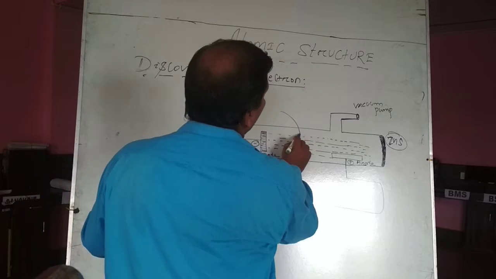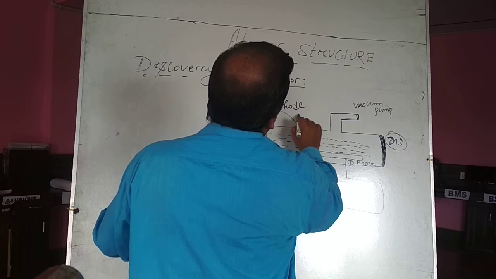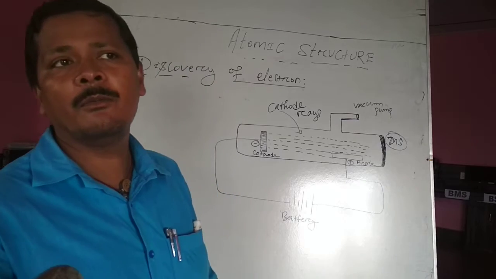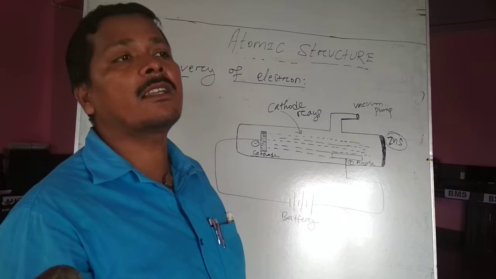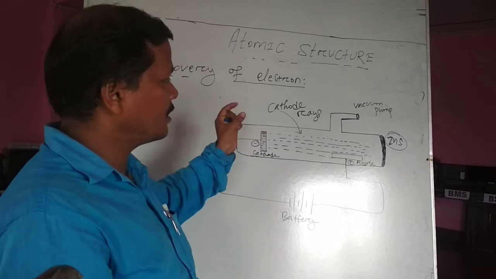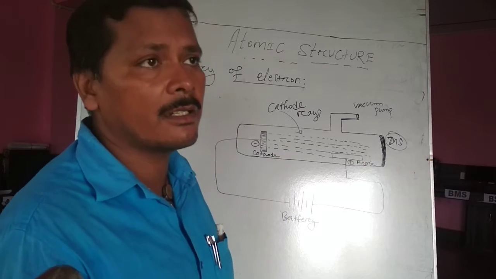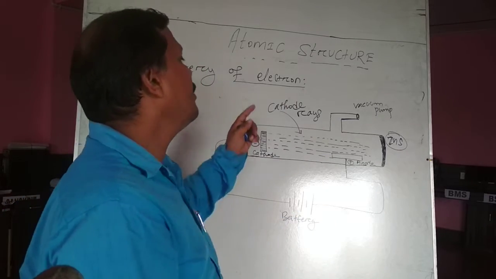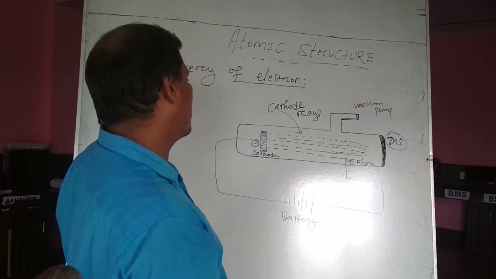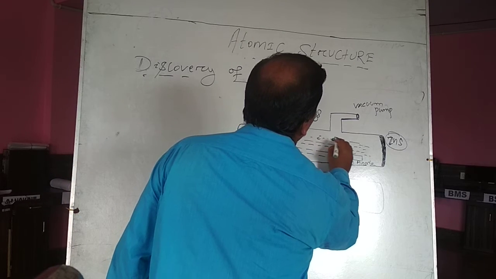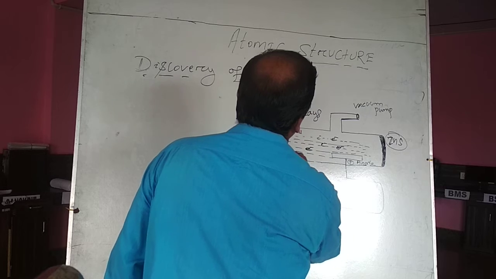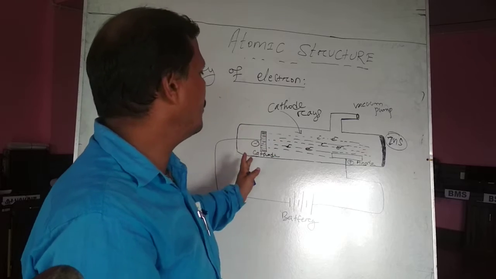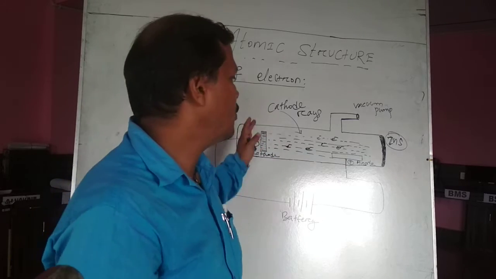These rays were called cathode rays, and they are being attracted towards the anode plate. Means they contain some negatively charged particles. So this is the point. These rays contain negatively charged particles. Those negatively charged particles were later on named as electrons. So cathode rays contain electrons and travel from the cathode plate towards the anode.